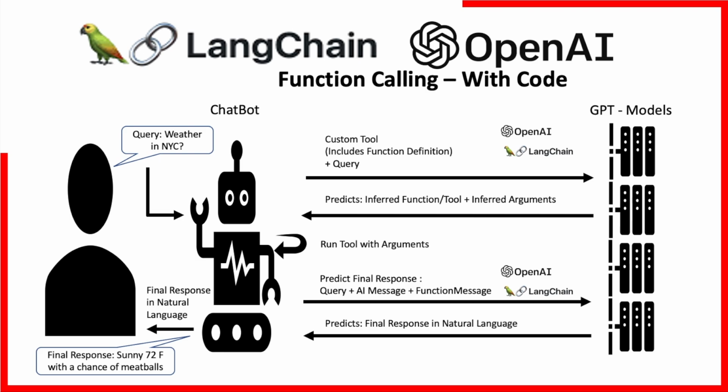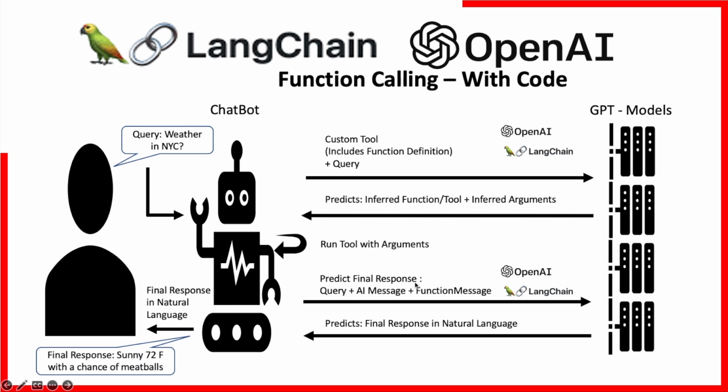The operative word over here being reliable, because with this approach, we require less trial and error with prompts, and it also leads to better tool selection because the model has been fine-tuned for function calling. Once we get the inferred function name and the inferred arguments back from the GPT model into our bot, we run the tool with the arguments that the GPT model has inferred. And finally, we predict the final response.